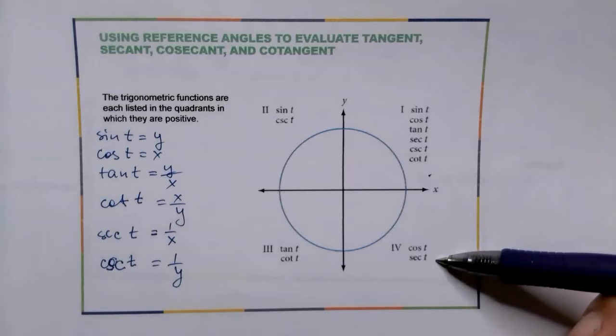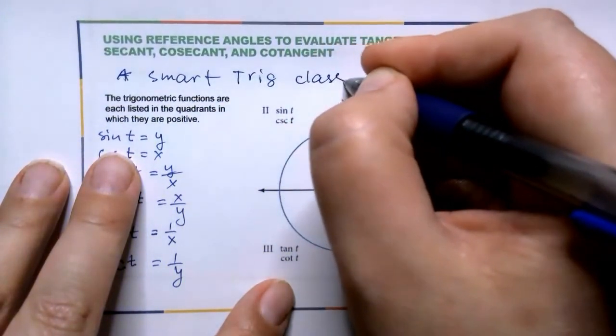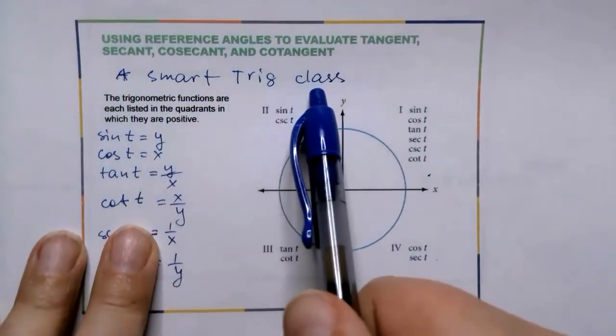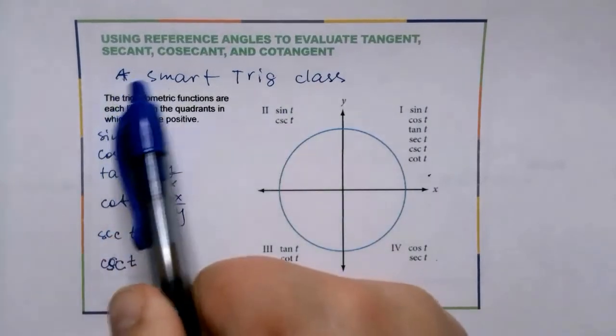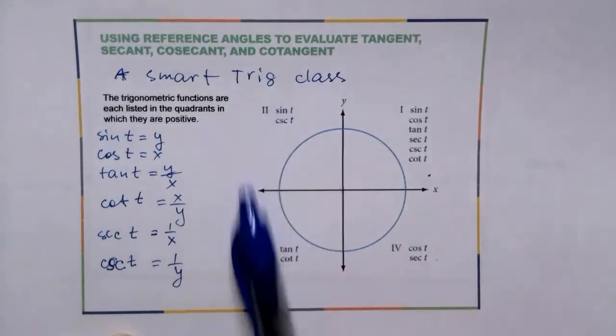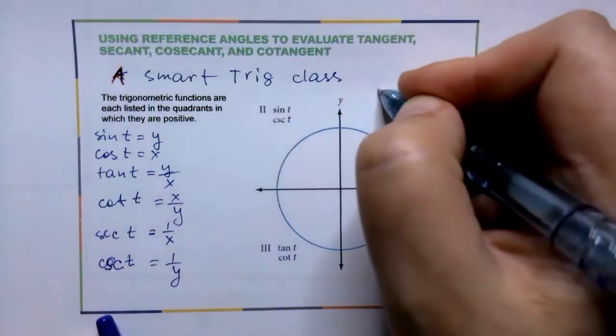Okay, so there is an acronym that helps us to remember, and the acronym goes like this: A Smart Trig Class. Each word stands for a quadrant. So A stands for the first quadrant, S for the second quadrant, T for the third quadrant, and C for the fourth quadrant. And we're going to look at the first letters. So A stands for all.